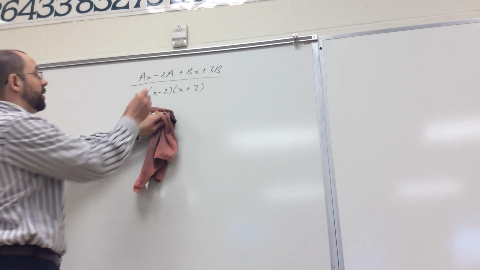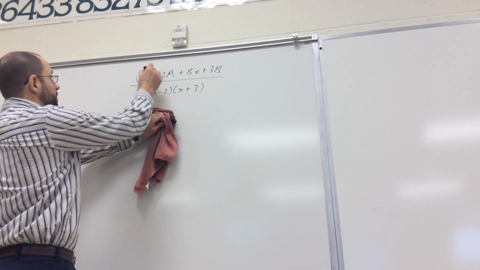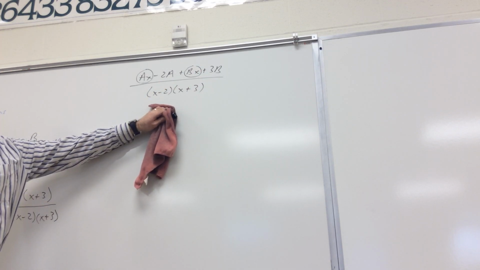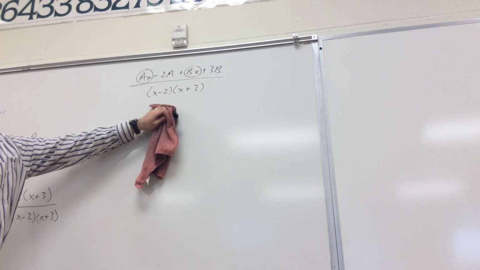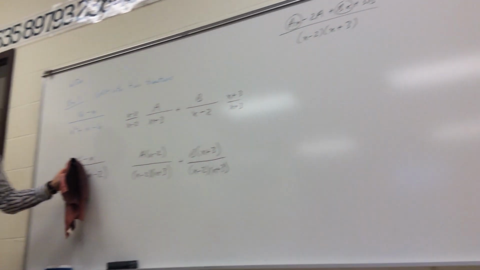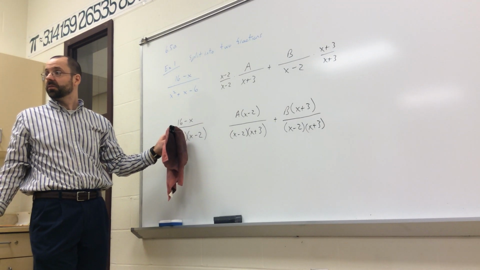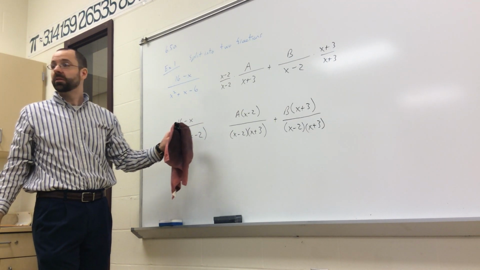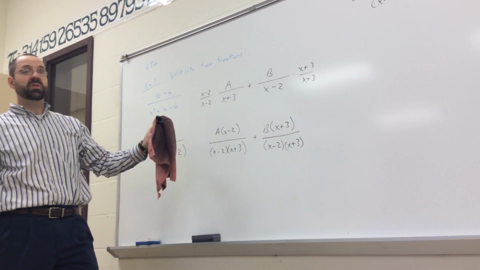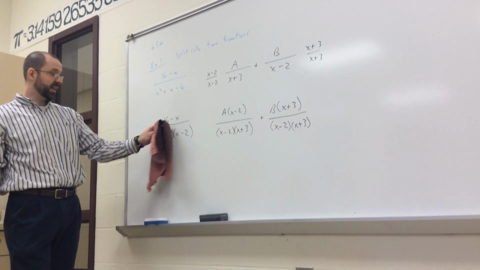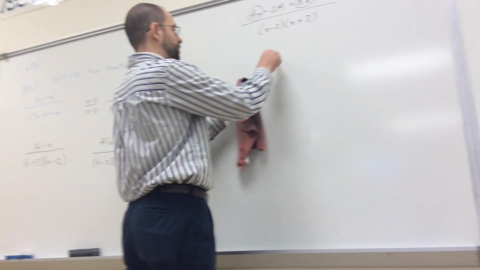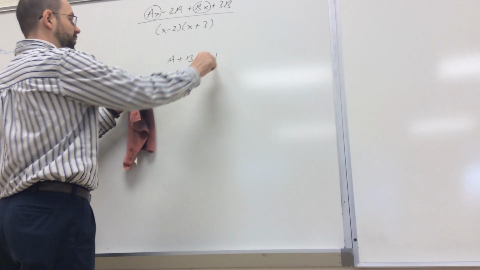Okay, so then these two terms, those have x's in them, right? What do those need to add up to? Negative 1x, right? Everybody see that? The ax plus the bx need to combine to be negative 1x. So that means the a plus b needs to be negative 1.